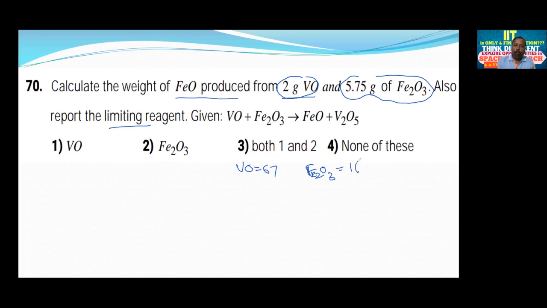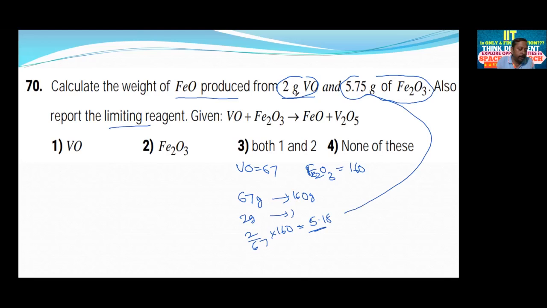Fe2O3, this will be 160. So here you can write 67 grams require 160 grams of Fe2O3. Then 2 grams require how much? So 2 divided by 67 into 160. Then you will find out whether it is less or more. You will find out, then you can identify which one is the limiting reagent. Answer should be, according to me, 5.18 grams, I am getting. But we have 5.75. So this is extra, so limiting reagent will be VO.